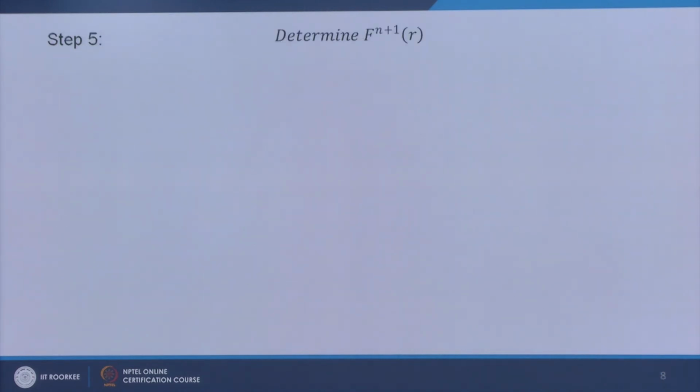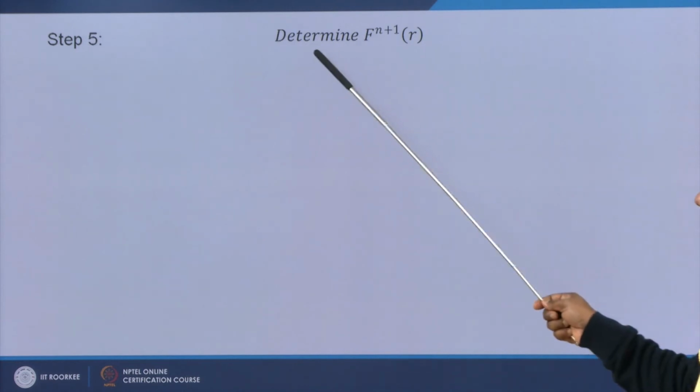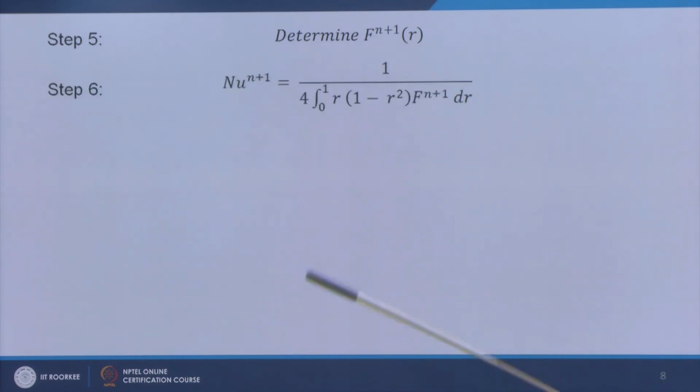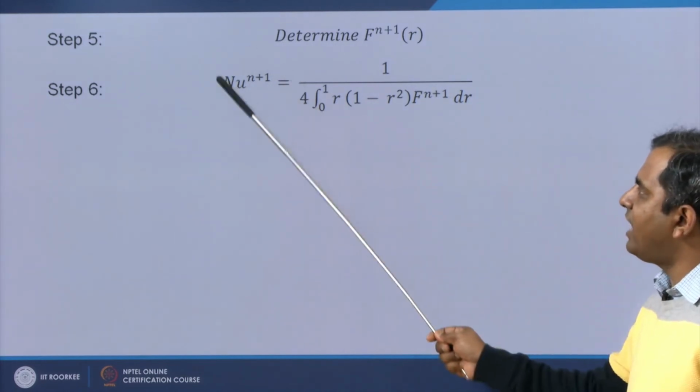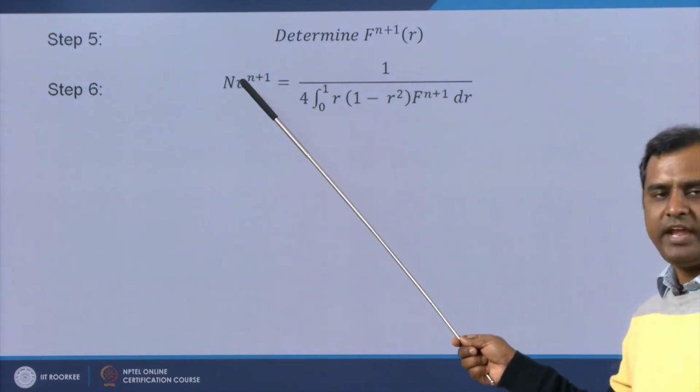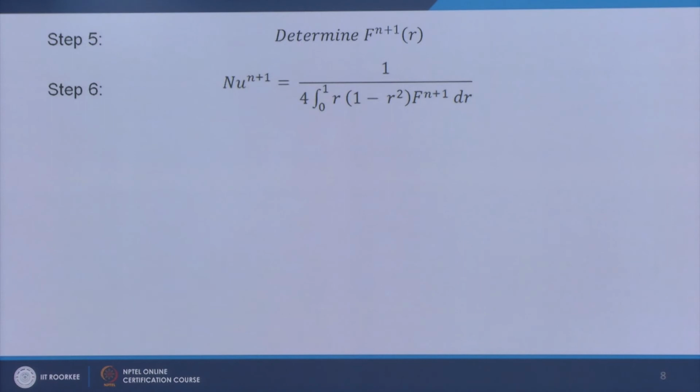Next, once you determine the value of f of n plus 1, the next task is to get the updated value of the Nusselt number. Earlier you had the Nusselt number at n, now we will find the Nusselt number at n plus 1 using the value of f n plus 1. We do that using the same formula, 1 by 4 into the integral from 0 to 1 of r (1 minus r square) f n plus 1 dr, putting in the value of f at the n plus 1th iteration level.